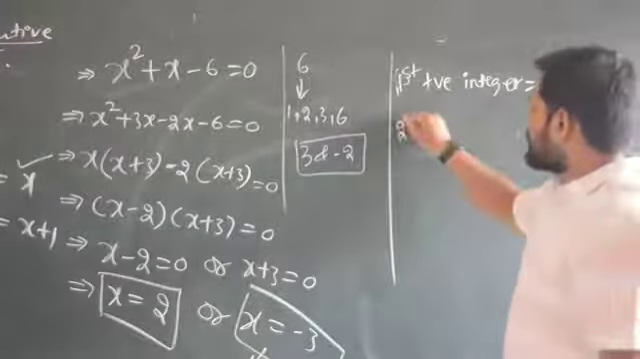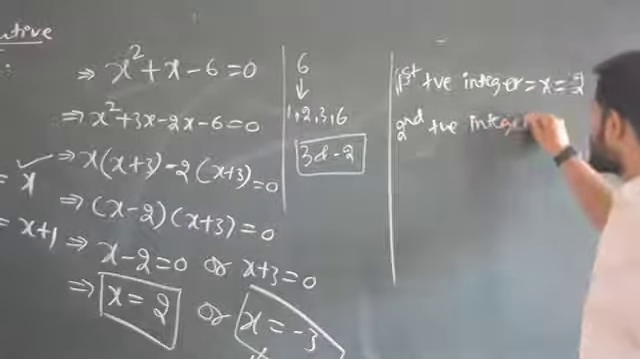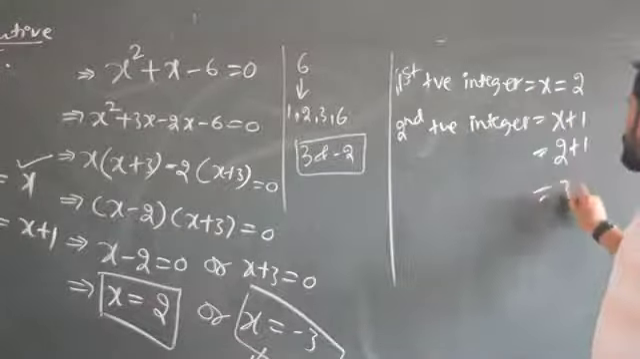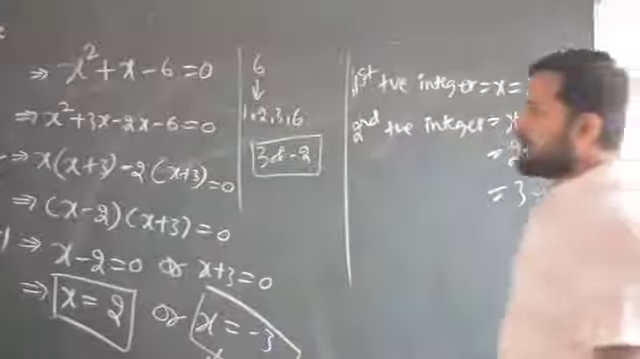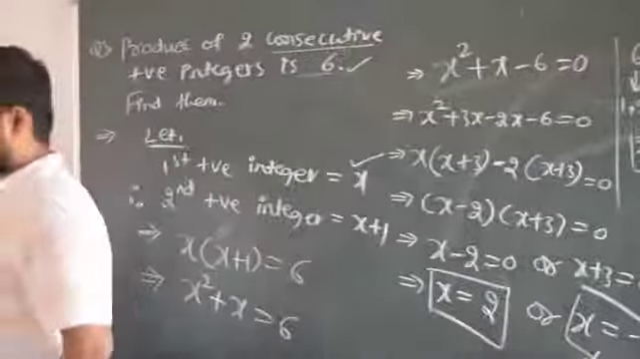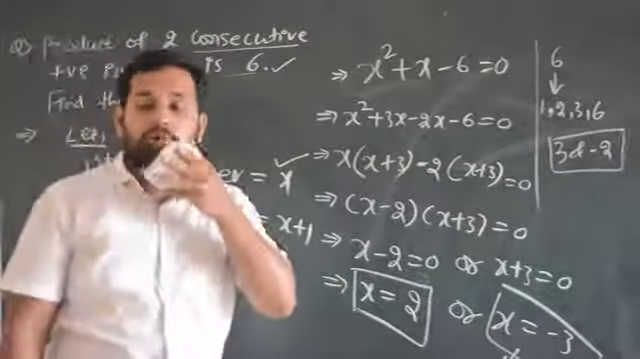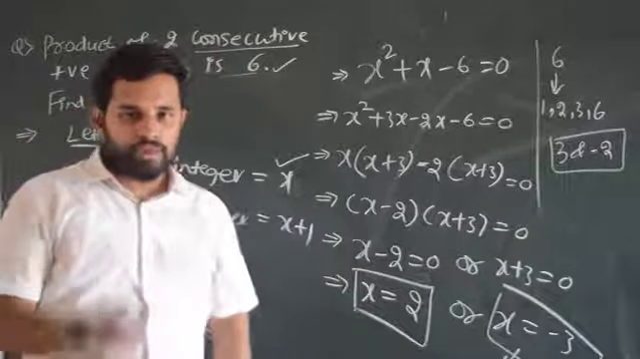Then the second positive integer. What is the value of the second positive integer? That is x plus 1, no? x plus 1 means 2 plus 1, that is equal to 3. Look at this, the first integer is 2, the second integer is 3. 2 into 3 is going to be 6. And whatever situation they have given, that is correct. If you are not getting any answer, it means the given situation must have been wrong. Are you getting my point?